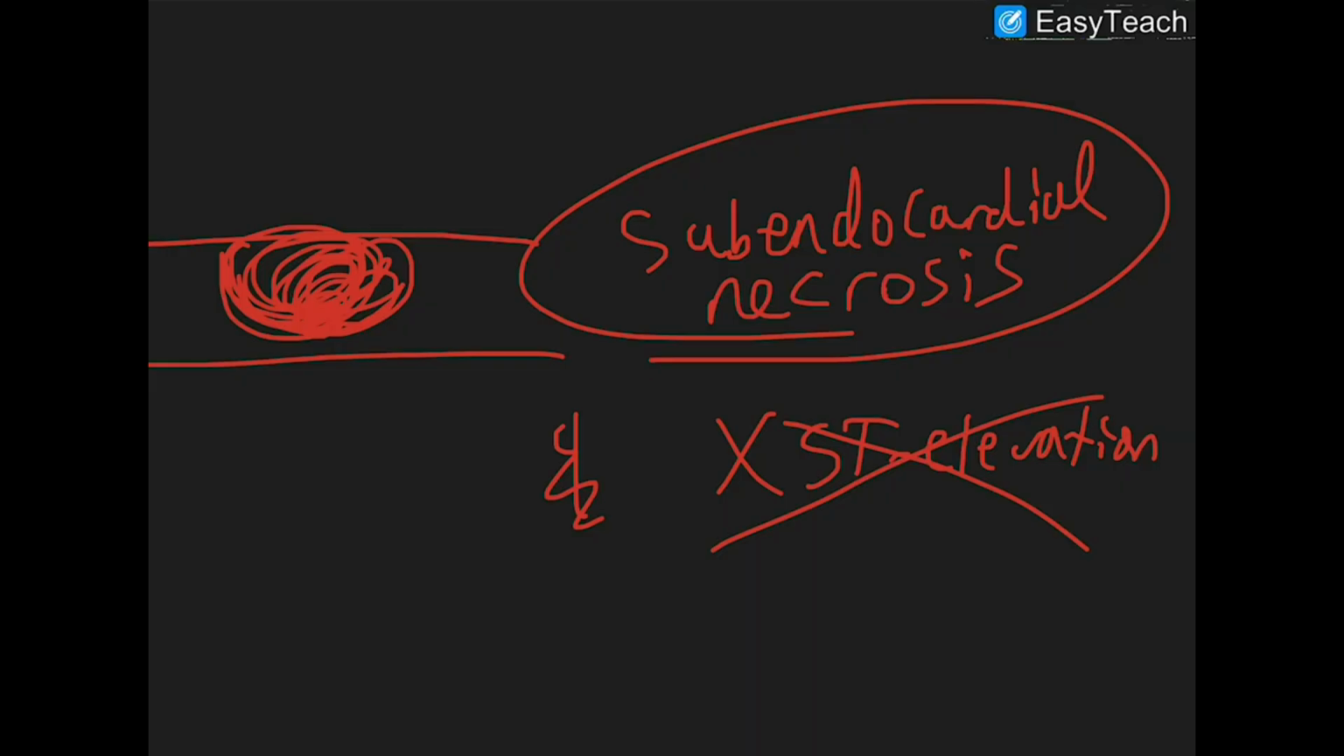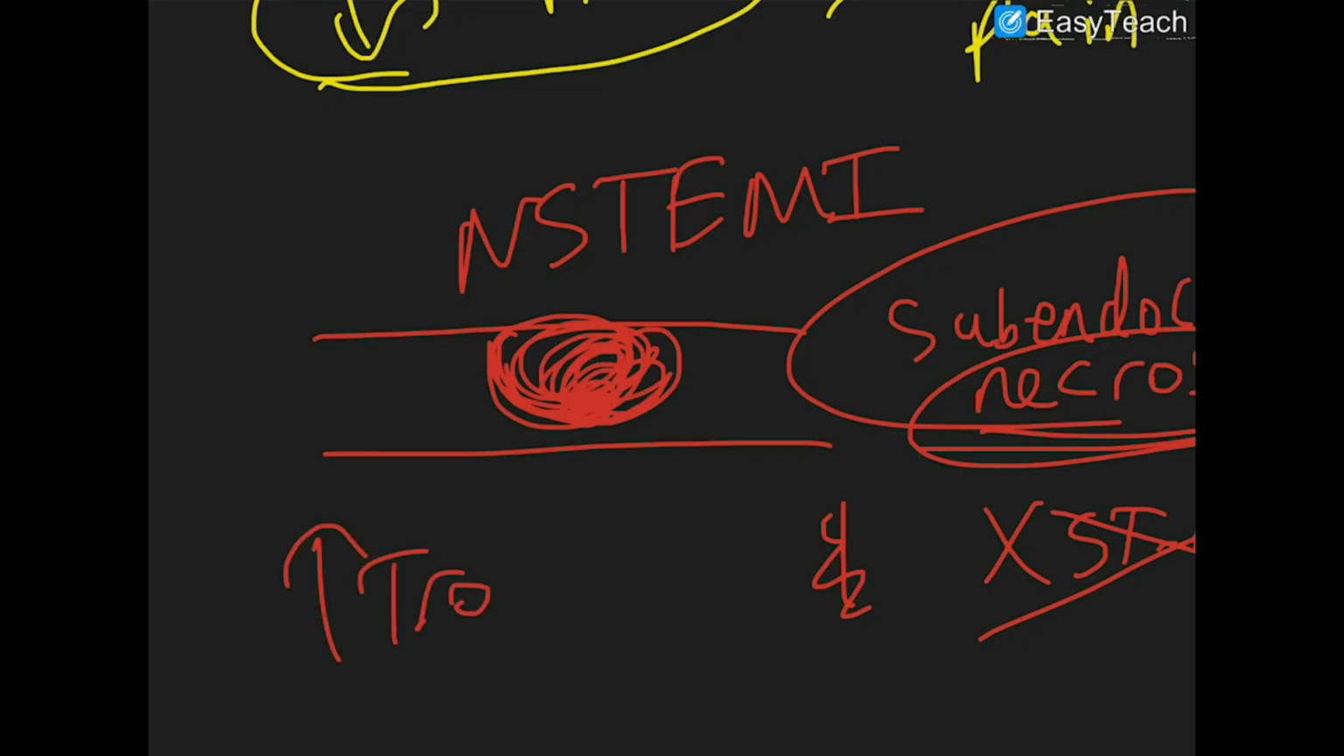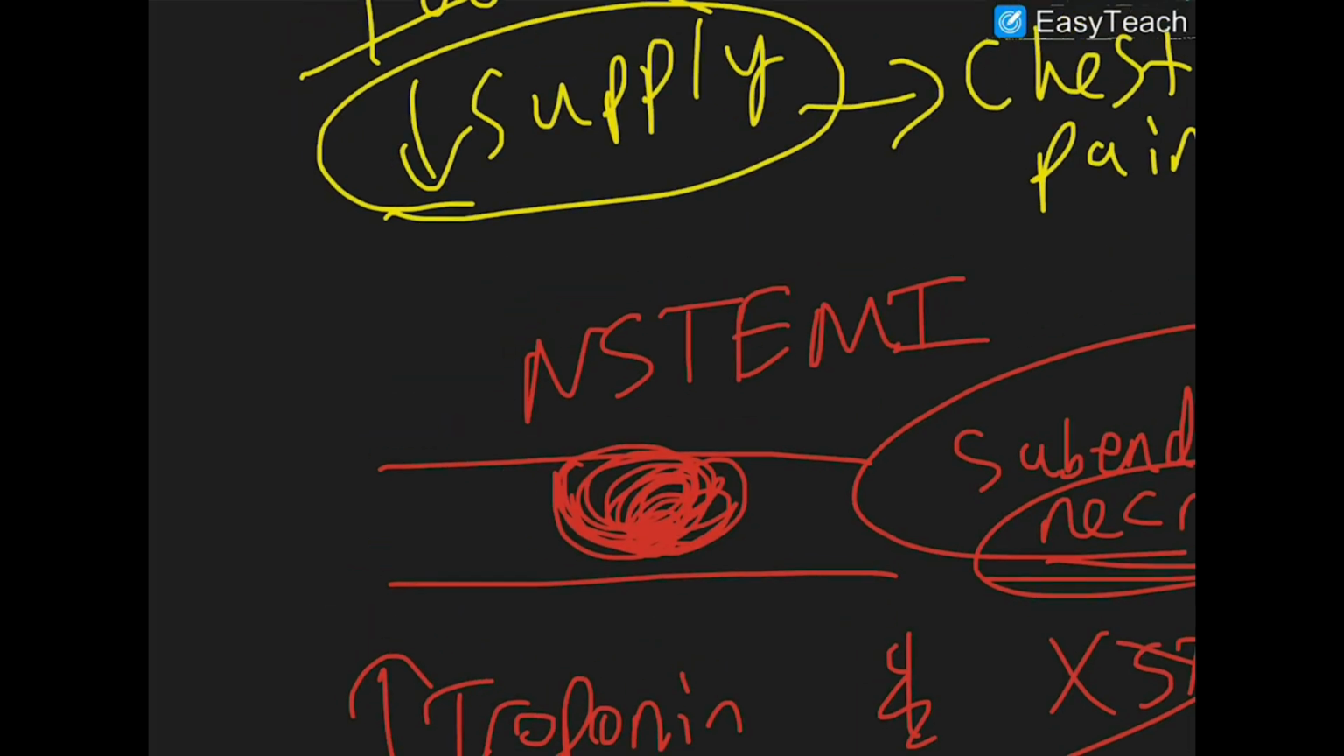So no ST elevation, but because there's necrosis, right? So again, we're talking about NSTEMI here. Because there's necrosis, you will see an elevation in your troponin levels. Okay, but the same exact concept applies here, right? Very little blood flow is making it to your myocardium.